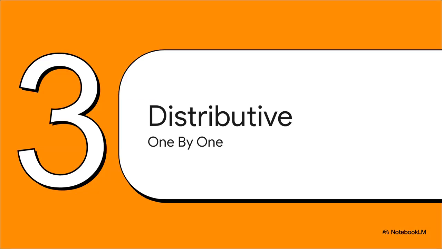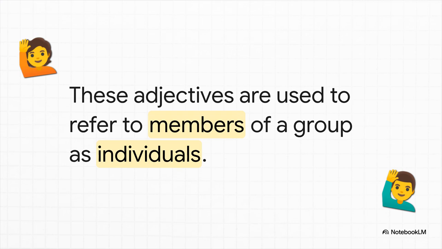All right, time for our third and final category, and this one is a little more nuanced. Let's meet the distributive adjectives. These are pretty cool because they focus on the individuals inside a bigger group. Now, you might be thinking, hey, that sounds a lot like those indefinite ones. And you're not wrong, they're similar, but their job is different. Instead of looking at the group as a whole, they zoom right in on each single member, one by one.